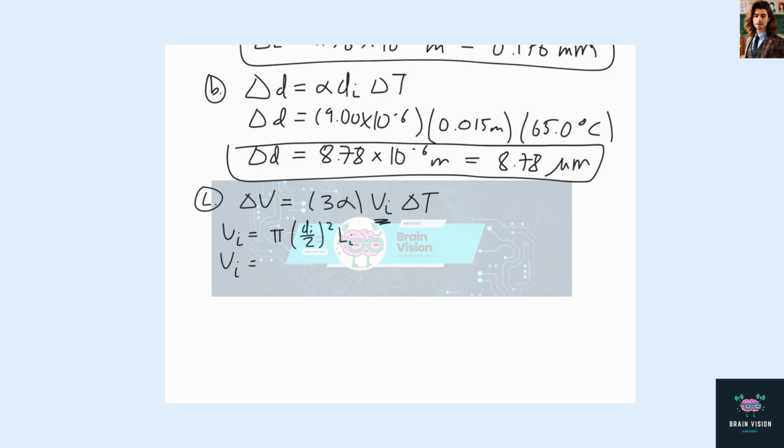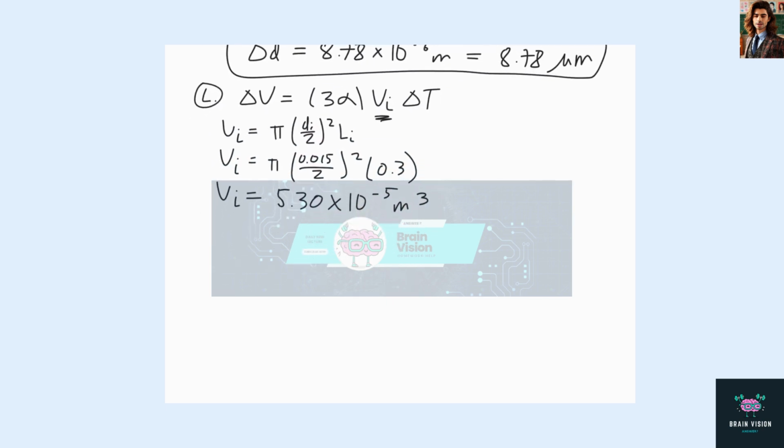So let's just plug in our numbers again. Pi, d initial is 0.015 meters, over 2 squared, initial length was 0.3 meters. So you should find that the initial volume, V initial, is equal to 5.30 times 10 to the negative 5 meters cubed. Okay, let's plug that into our equation now.